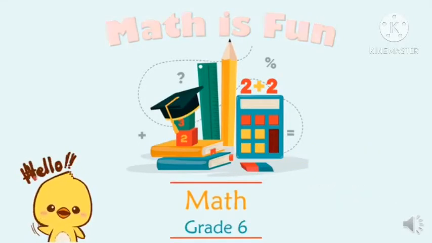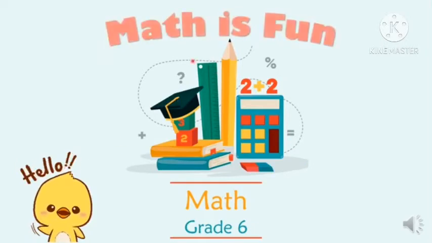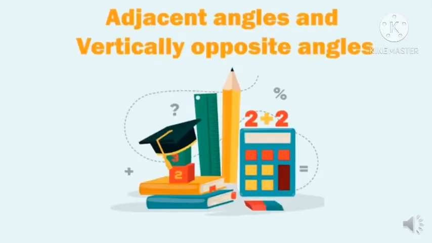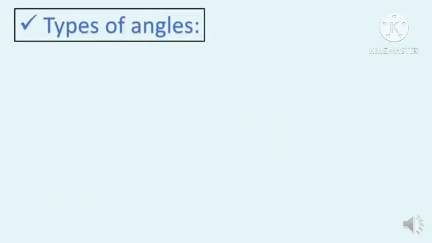Welcome to our fifth math session in our lesson, which is adjacent angles and vertically opposite angles. Before we start, let's make some backup about the kinds or types of angle. Let's start with the first kind of angle.